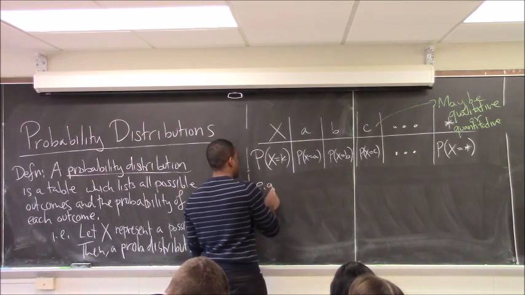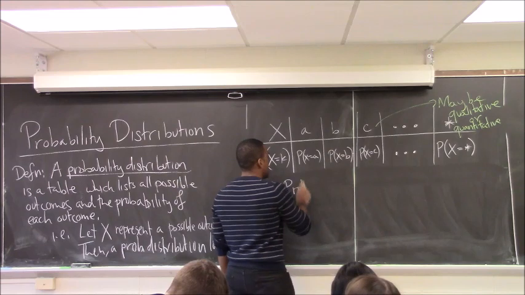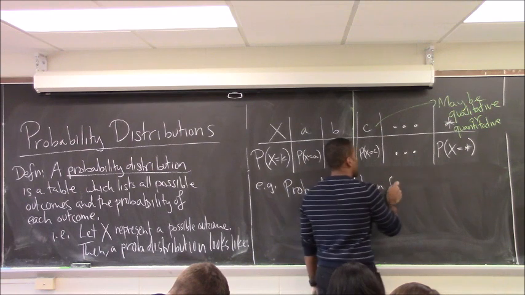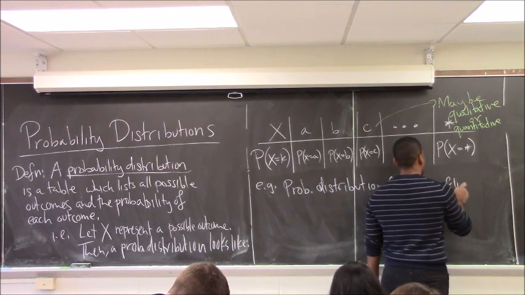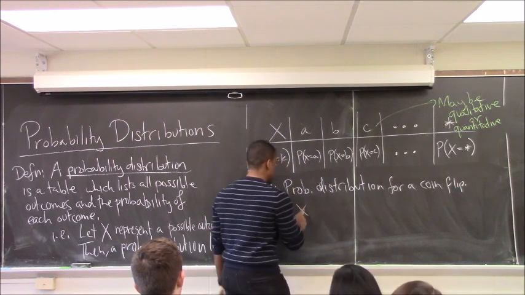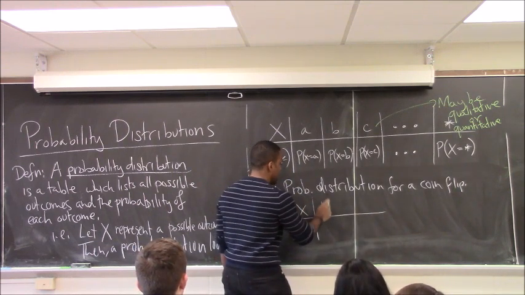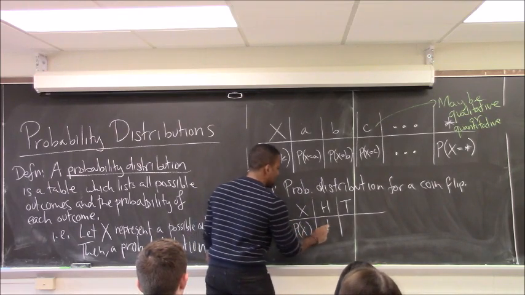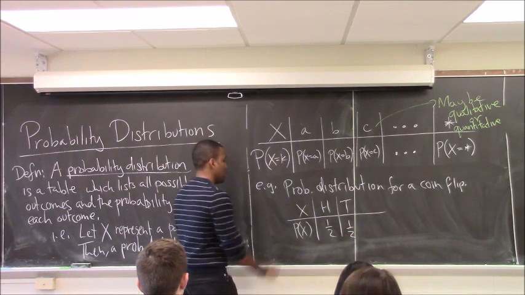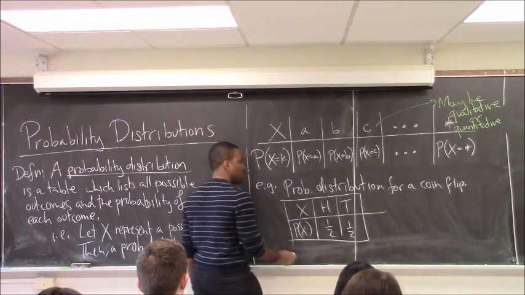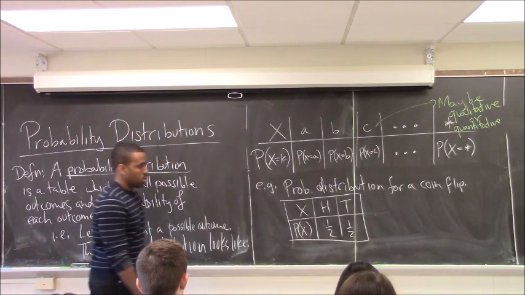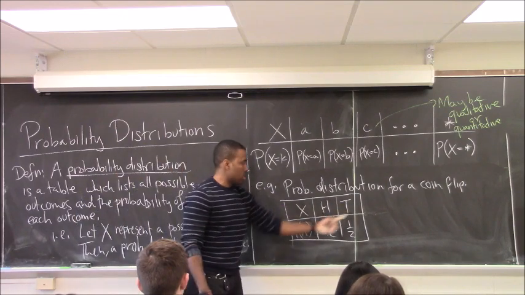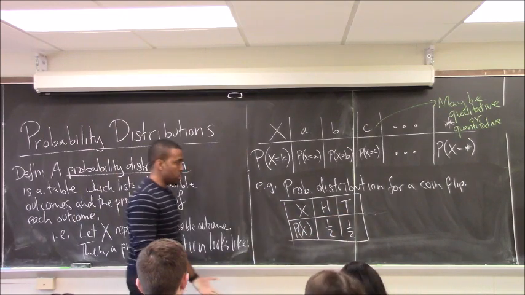Examples. Probability distribution for a coin flip. We write that as a table. What are the possible outcomes? Well, heads or tails. What is the probability of the outcome? Well, this is going to be 1/2, this is going to be 1/2. This is the probability distribution for a coin flip. It is simply a table with two effective columns. I list all the outputs along the top, and I list the probability of each output underneath that output.